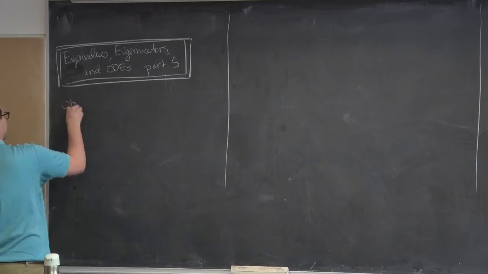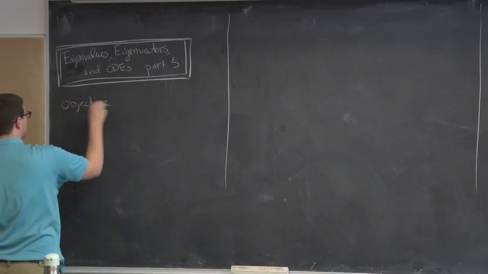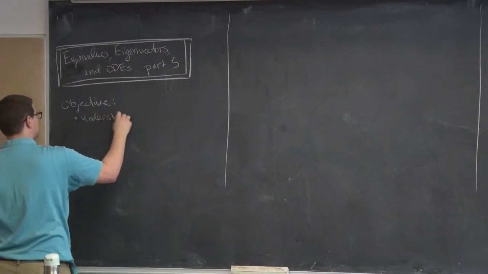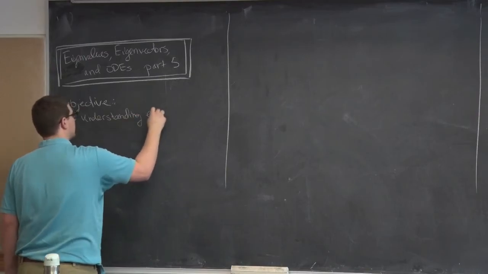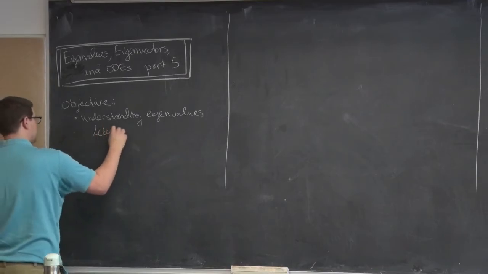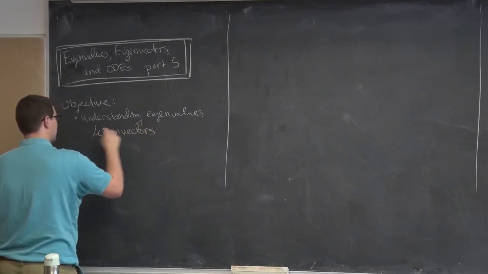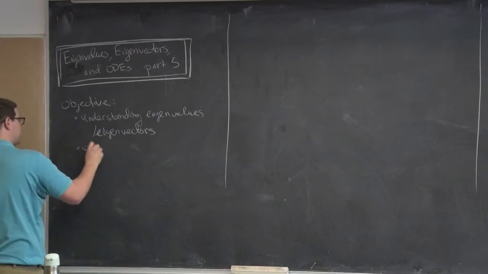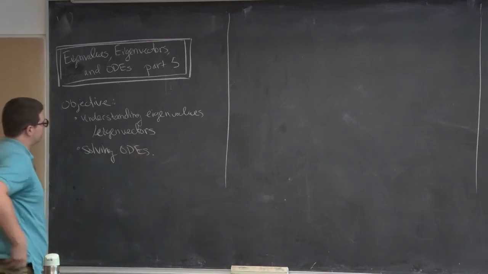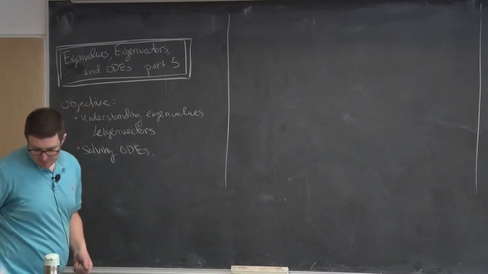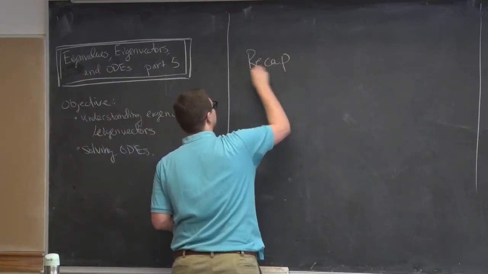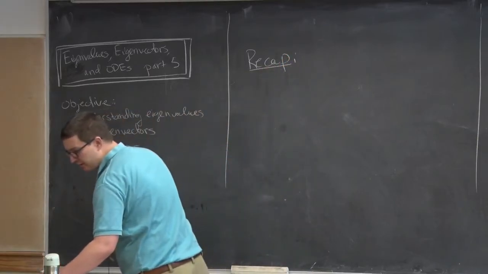again, the objective, let me write down the objective. So eigenvalues, eigenvectors. And then we had solving ODEs. Okay, so, all right. So let me recall what we were doing. So we considered the initial value problem.